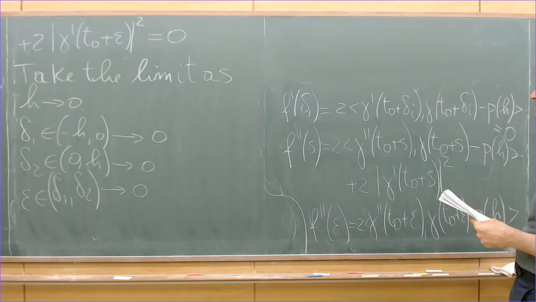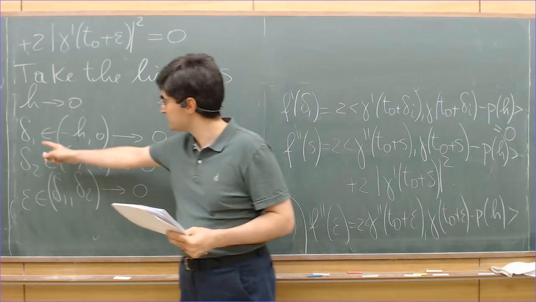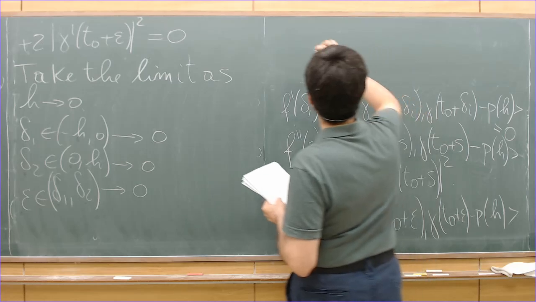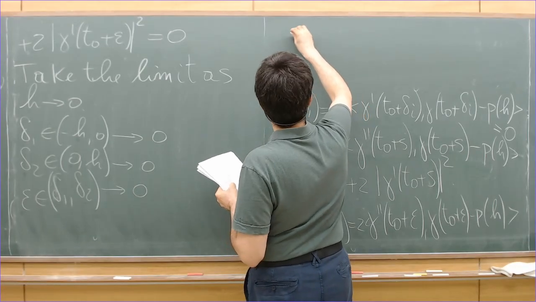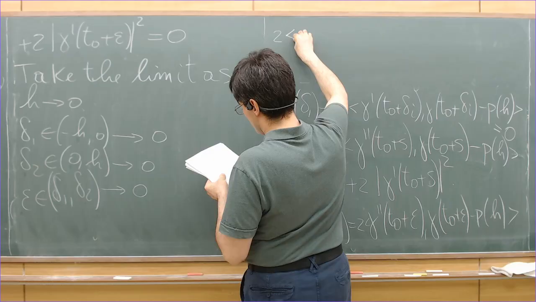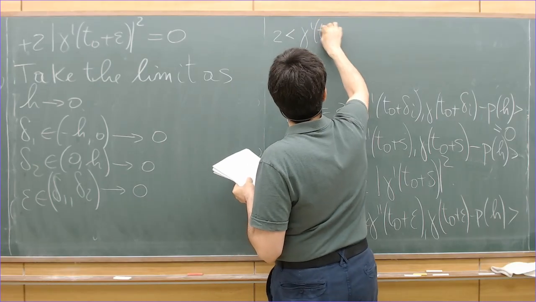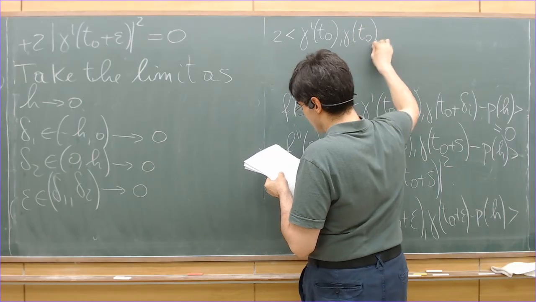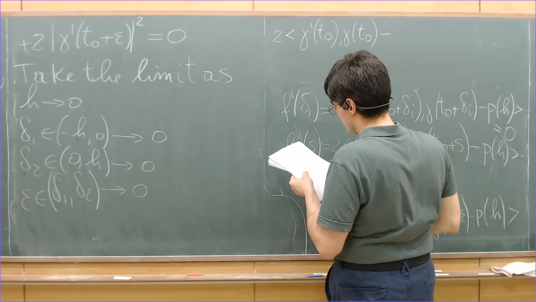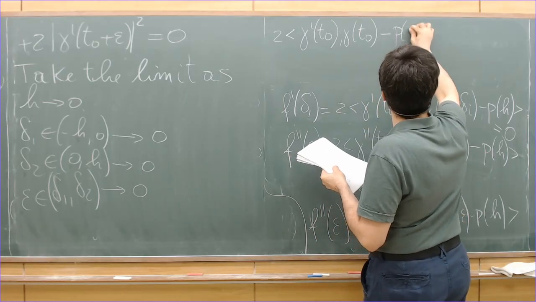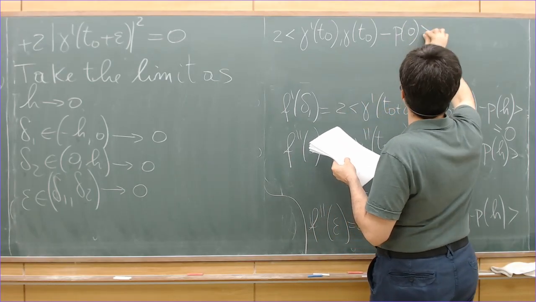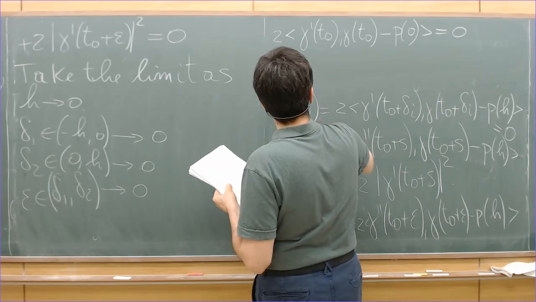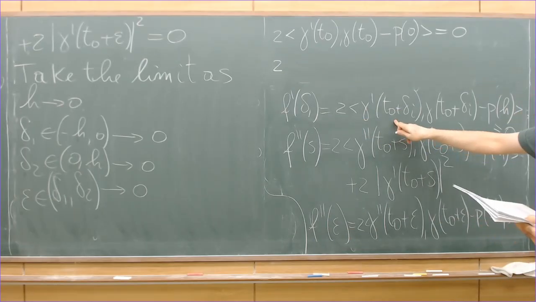So if delta 1, delta 2, and epsilon tend to 0, we get 2 gamma prime T0, comma gamma T0, minus P0 to be equal to 0. And we get also 2. So these come from here.